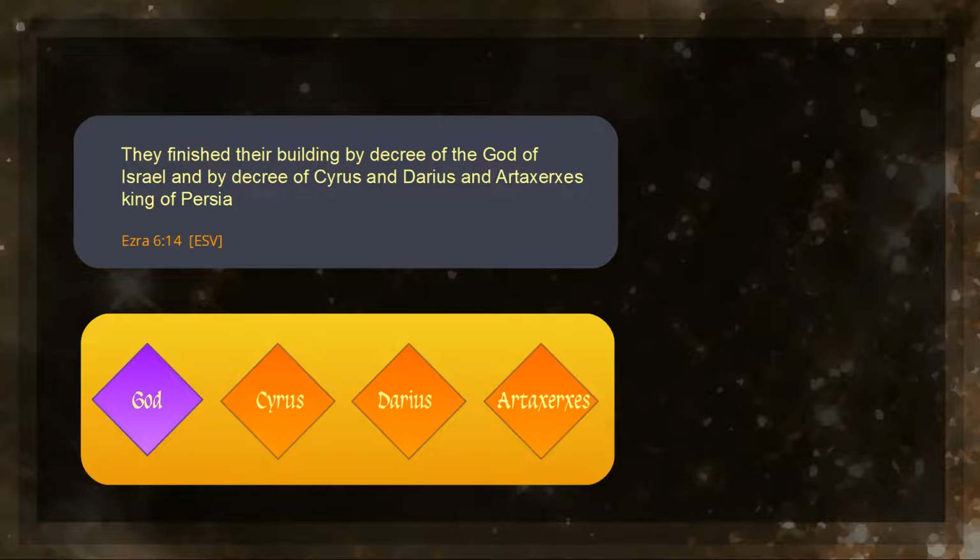Let's look at what Ezra 6:14 says. "They finished their building by decree of the God of Israel, and by decree of Cyrus, and Darius, and Artaxerxes, king of Persia." There are the 3 kings who made decrees, but notice that the God of Israel also made a decree. Why is it that no one investigates when that was done?